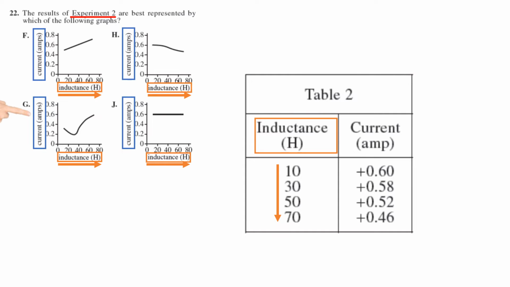What is happening to the current or the amps? It goes from 0.6 to 0.5 to 0.52. So it is getting smaller, right? So it is trending down. The only one that does that is choice H. As inductance gets bigger, current gets smaller. So H.